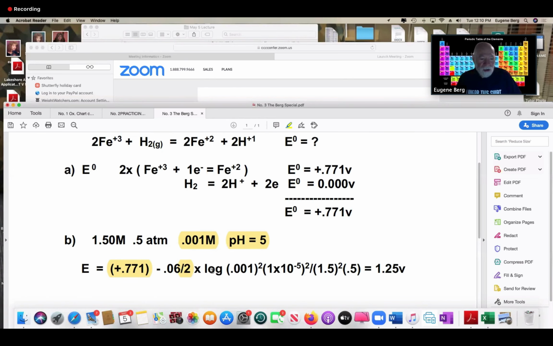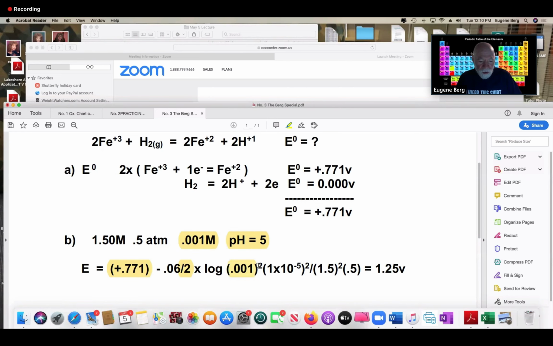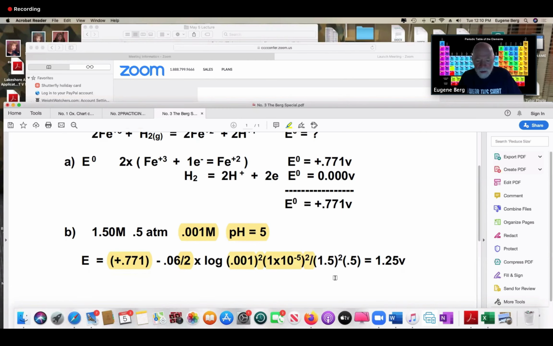So the first product will be the iron 2, that's 0.001, gotta be squared. Now, you can't put pH in, you've gotta put hydrogen concentration in. And it's been a while, I know that, but remember, if the pH is 5, it means the hydrogen concentration is 1 times 10 to the minus 5, and it's gotta be squared because of the balanced equation. And the reactants are 1.5, squared, and 0.5. And I get an answer of 1.25.